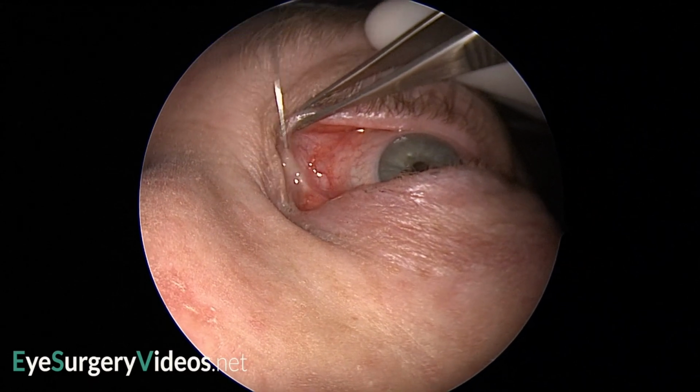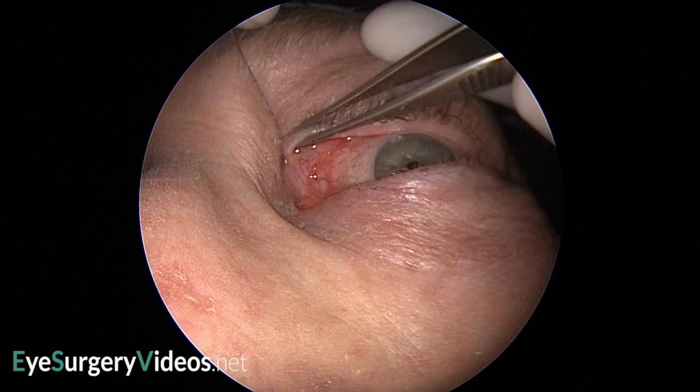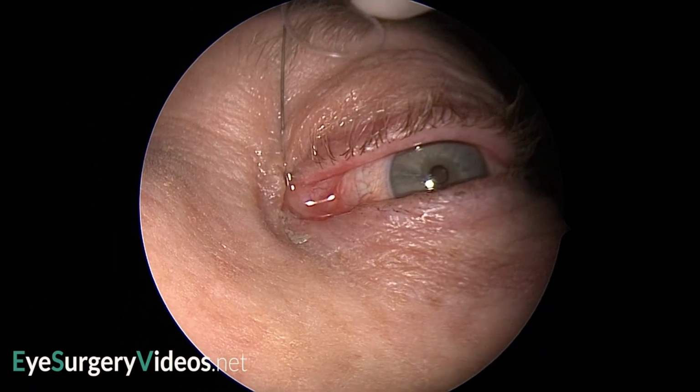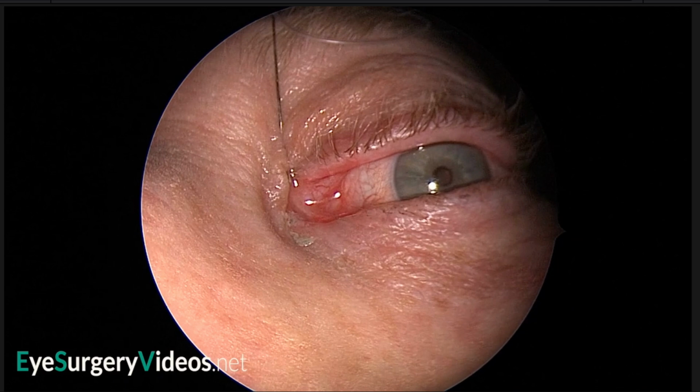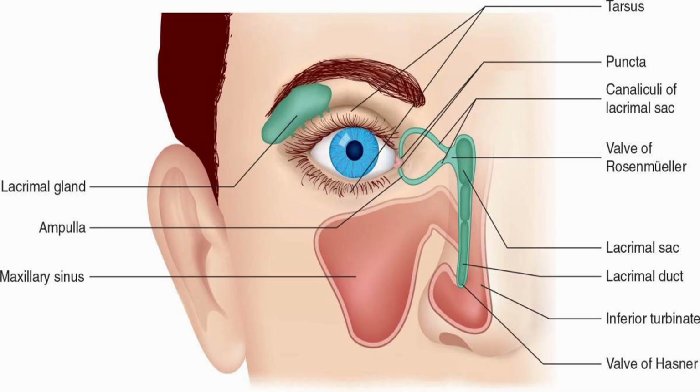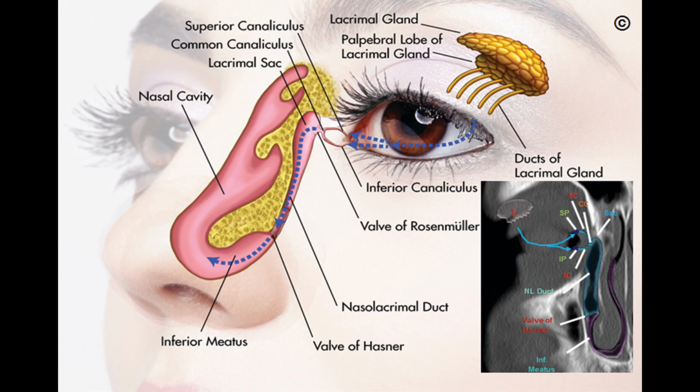About 90% of the time, the upper and lower canaliculi join proximal to the lacrimal sac to form a single canaliculus of 3 to 5 millimeters. In 10% of people, the canaliculi enter the lacrimal sac directly. Rosenmüller's valve separates the common canaliculus from the lacrimal sac by tissue infoldings. As soon as we have entered the sac, we should plan our descent.